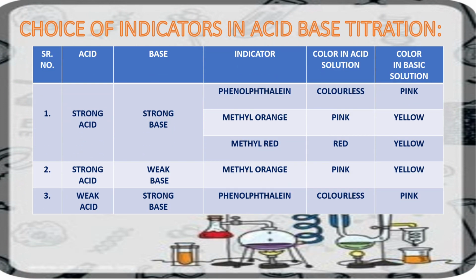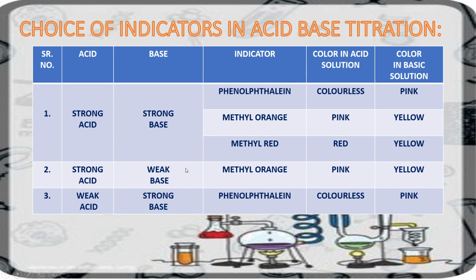If acid is strong and base also is strong, we can use indicators like phenolphthalein, methyl orange or methyl red, which give us the color change once the reaction is completed. Phenolphthalein changes its color. In acid it remains colorless, but in base it becomes pink. Methyl orange has pink color in acid, whereas it has yellow color in base. Methyl red indicator is red in acid solution, but in basic solution it changes its color to yellow.